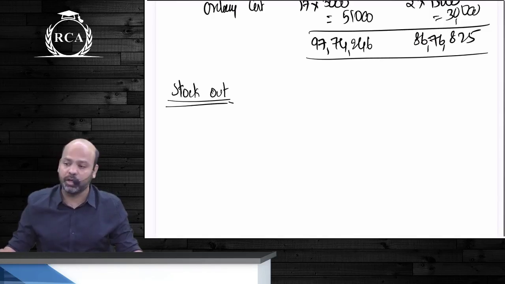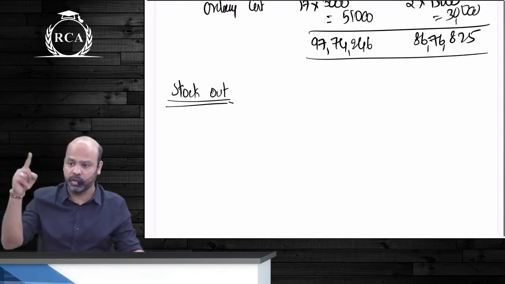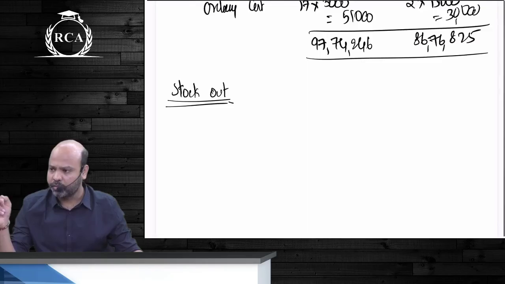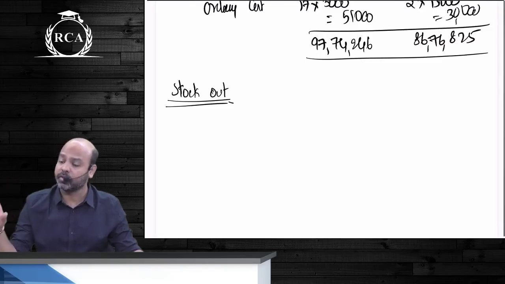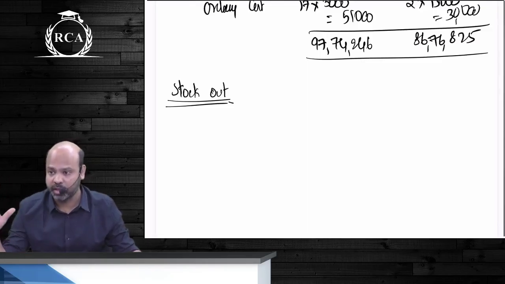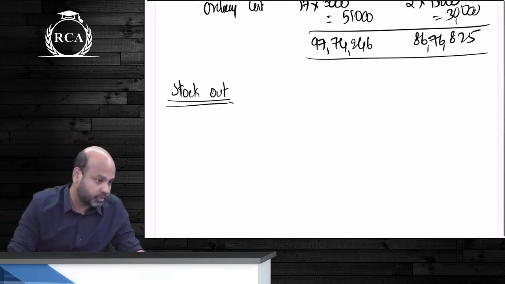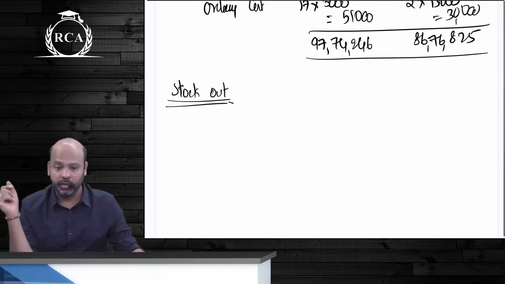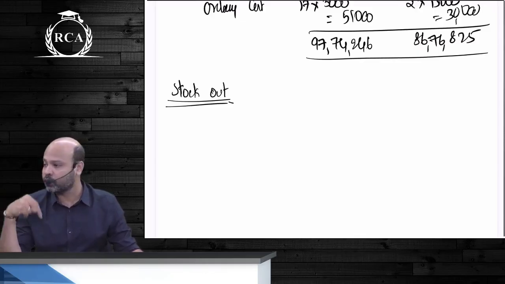Every time an order is placed, there can be a situation of stock out. So the number of stock outs in a year will be equal to the number of orders, expected stock outs. If you're placing an order 10 times in a year, a stock out situation can arise 10 times. If you're placing an order 20 times in a year, a stock out situation can arise 20 times. Are we clear?